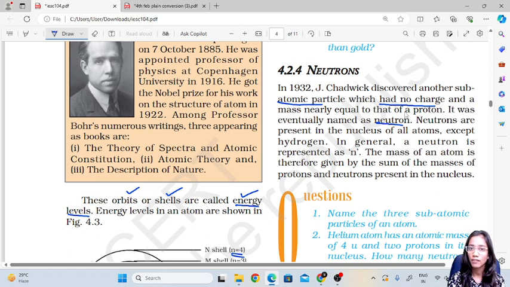But it did not have any charge, but it had mass equal to that of the proton. In general, a neutron is represented as n. The mass of an atom is therefore given as the sum of the masses of protons and neutrons present in the nucleus.